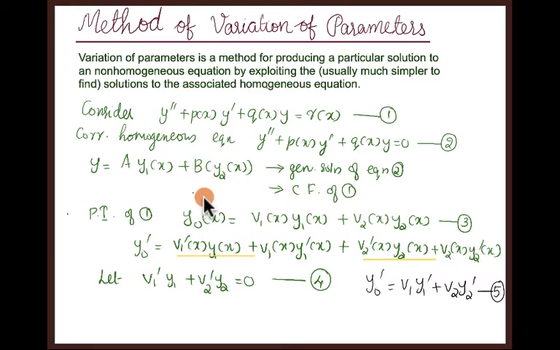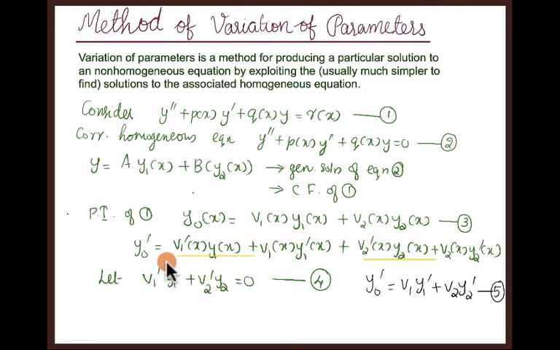Now we assume that a particular integral of 1 is given by the relation y0(x) = v1(x) y1(x) + v2(x) y2(x). Here we have replaced a and b in this relation with v1(x) and v2(x) respectively.